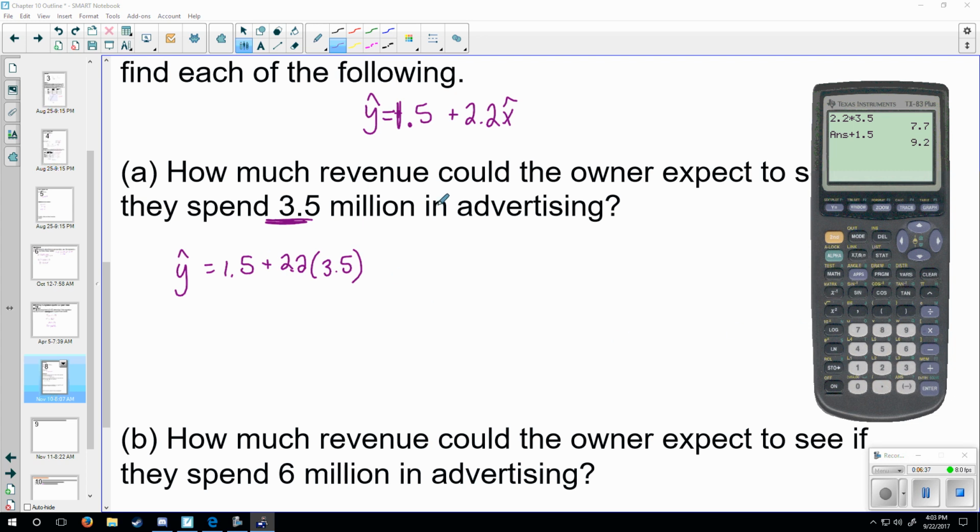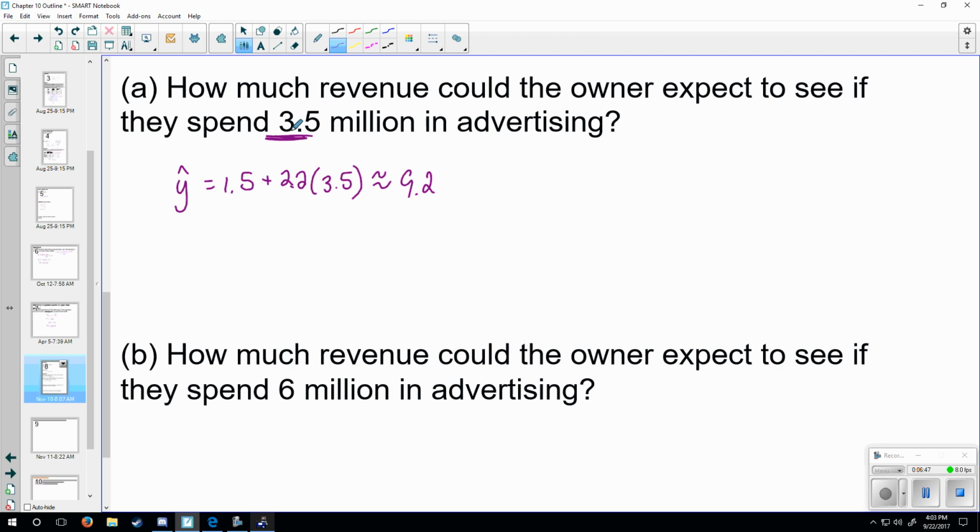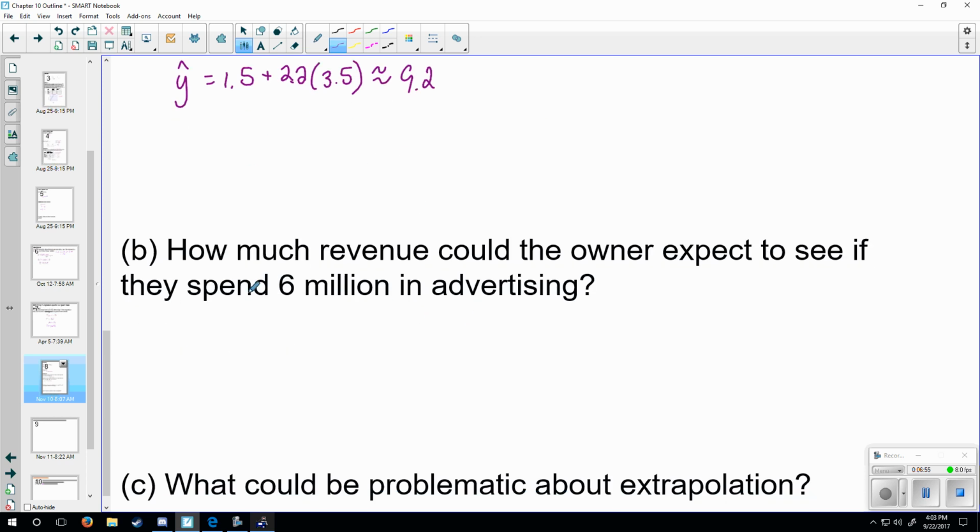So this means that if we spend $3.5 million in advertising, we can expect approximately $9.2 million in sales revenue. This is an example of interpolation because 3.5 falls between 1 and 4. In the next example, you see that we're asking about spending $6 million in advertising. Well, we spend $6 million, that's beyond the bounds of our set, but we can still plug into our formula.